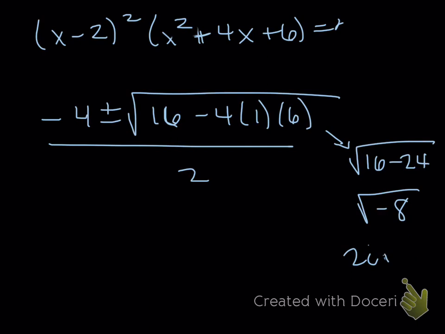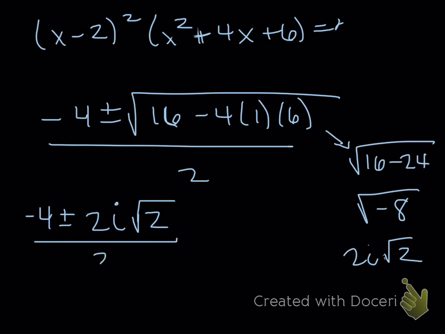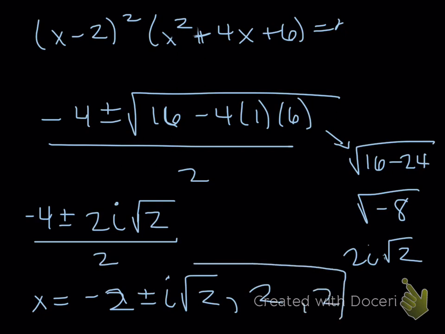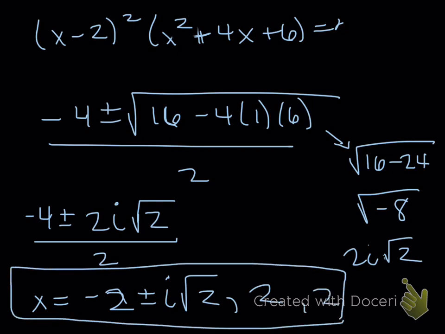So then I put that back into the problem. I have negative 4 plus or minus 2i square root 2 all over 2. And that can reduce to be negative 2 plus or minus i root 2. And my other two answers are positive 2 two times. And no, you don't need to write it out 2 times. It's implied to be a double root.